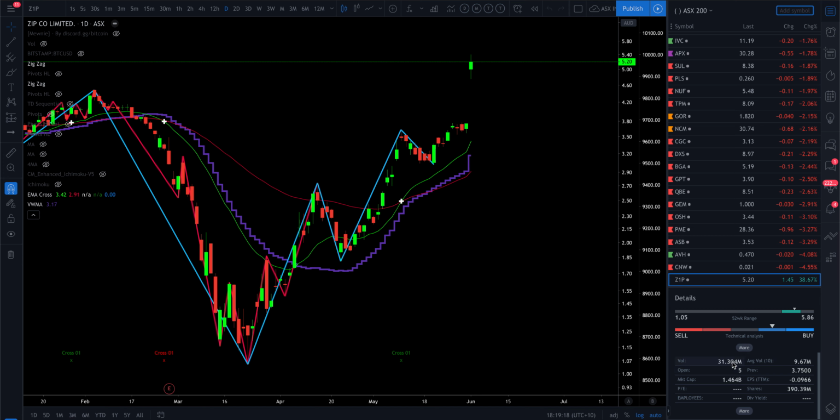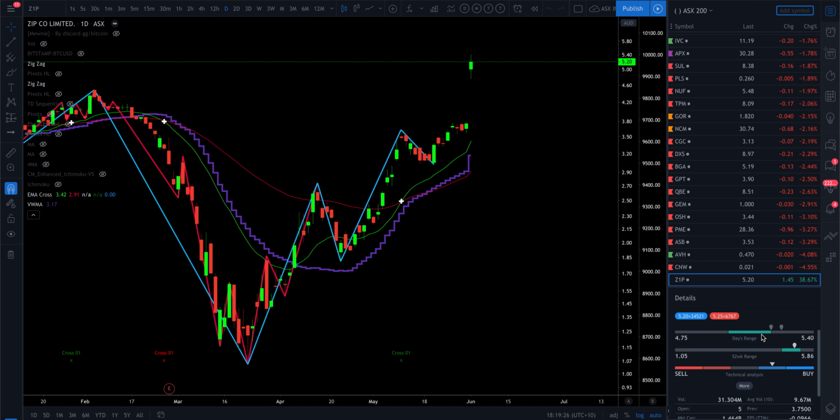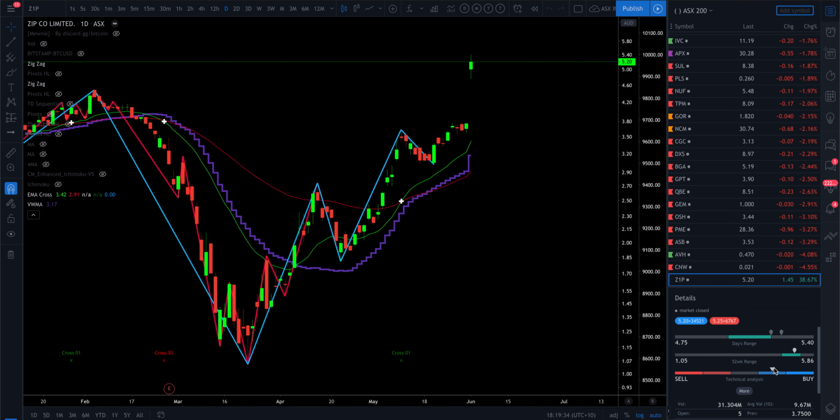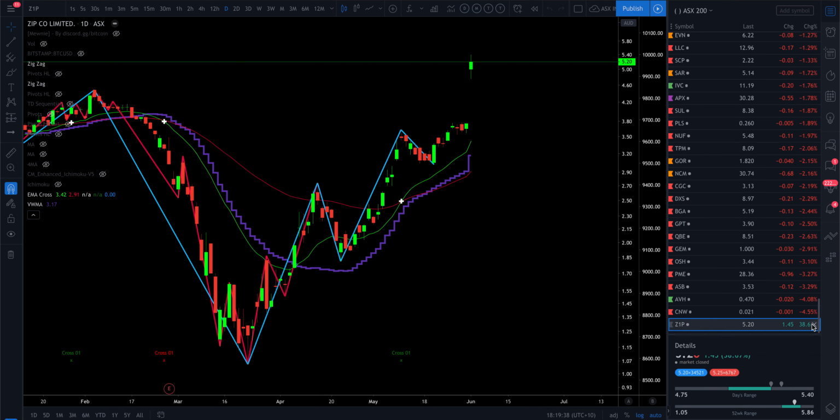And you can see the size of the volume that was traded today. So interesting little company. Set up here, closed on its high for the day. We're sitting basically near the highest for its year range, and it's definitely sitting up here looking like a buy. Not financial advice, obviously.